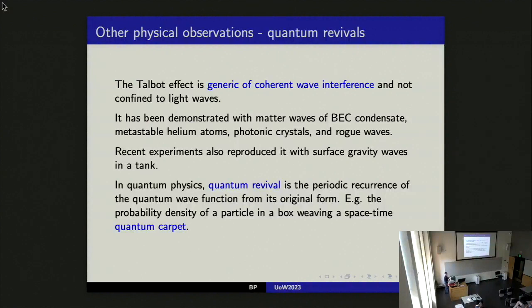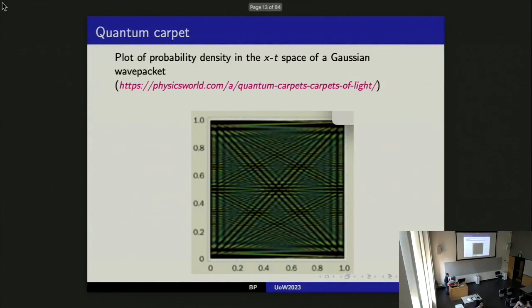And also in quantum physics. If you look up quantum revival on Google, you'll see loads of pictures of the probability density of a particle, of a quantum wave function in a box. They're called quantum carpets because they look a bit like carpets, okay? So it's just some nice coherence reconstructing an initial condition that you can see with the naked eye. You can sort of follow with the naked eye what the pattern is.